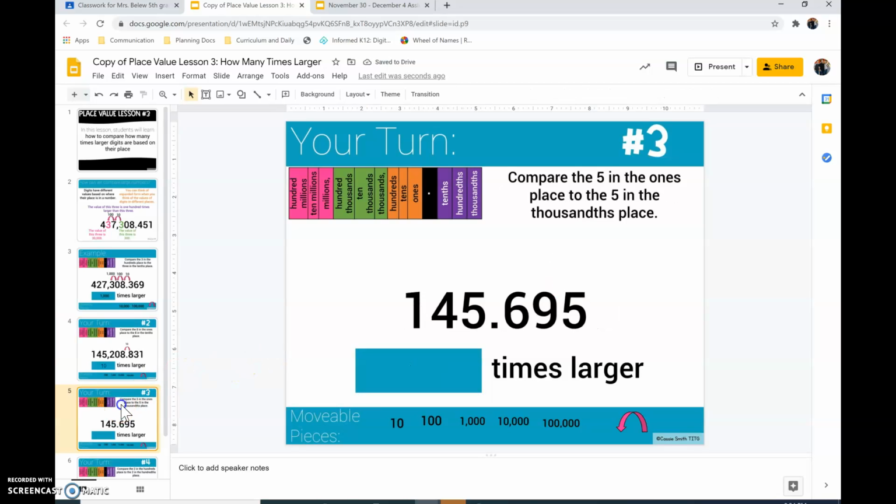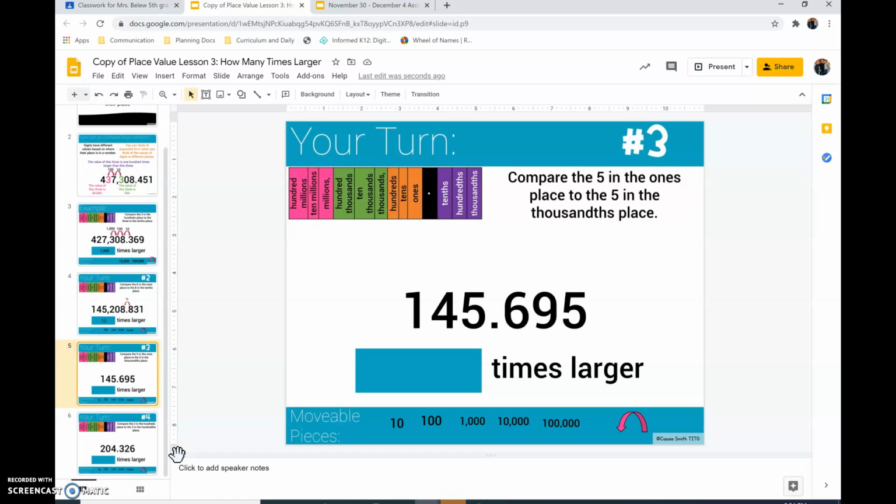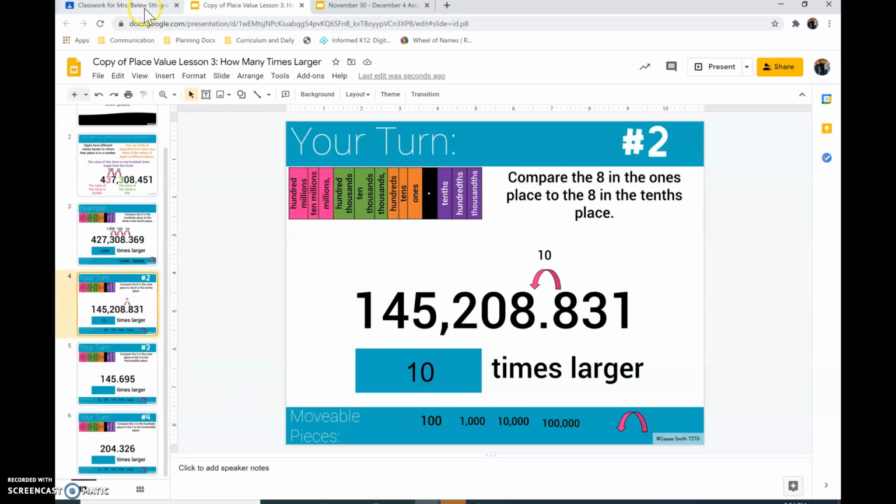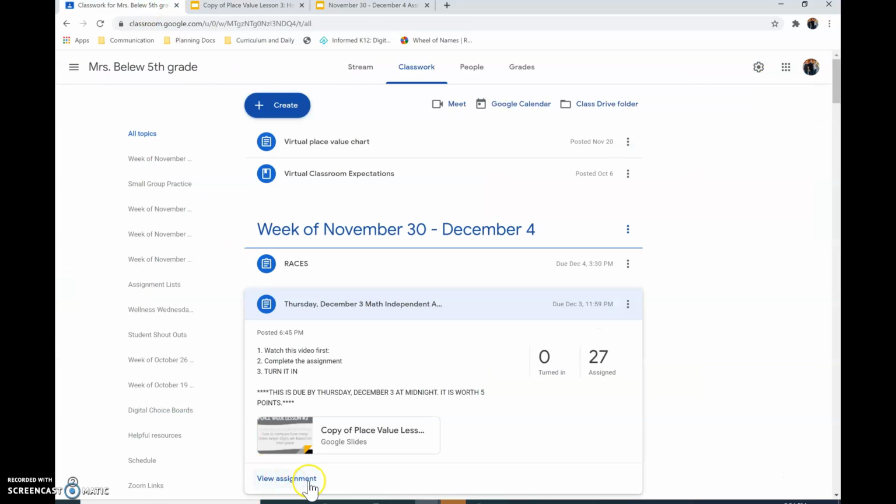When you're done, you're going to complete this one and this one. Then you're going to come back to the assignment, view assignment, and turn it in. Again, this is due by Thursday, December 3rd at midnight.